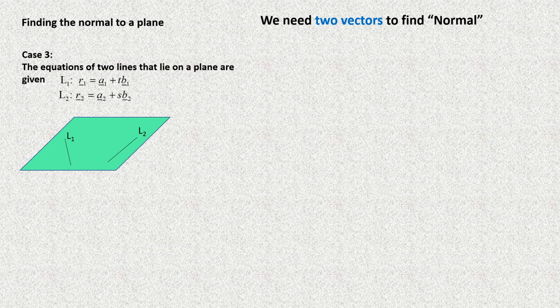Case number 3. Now you are given two equations of the line. From the equations here, you can identify the direction of the line. They are B1 and B2, the directions of the lines. So you already have two vectors, and you can carry out the cross product to find the normal.